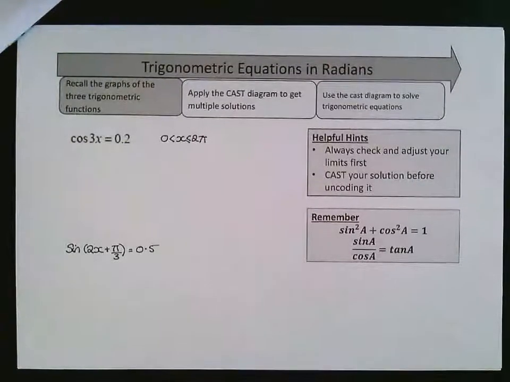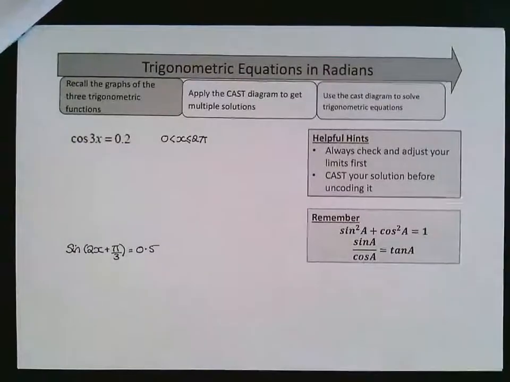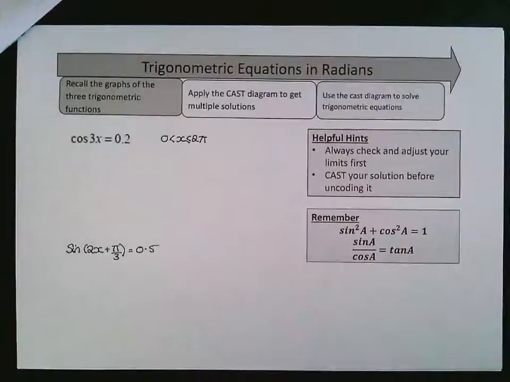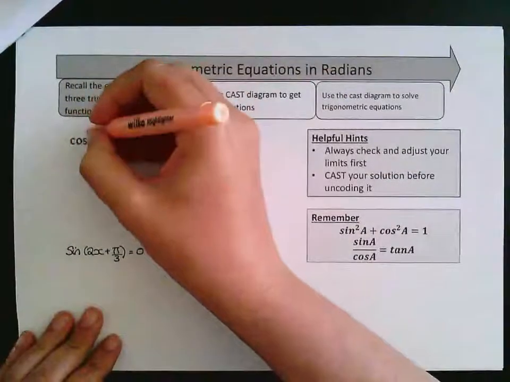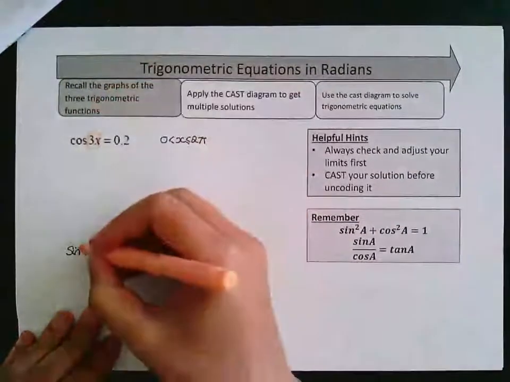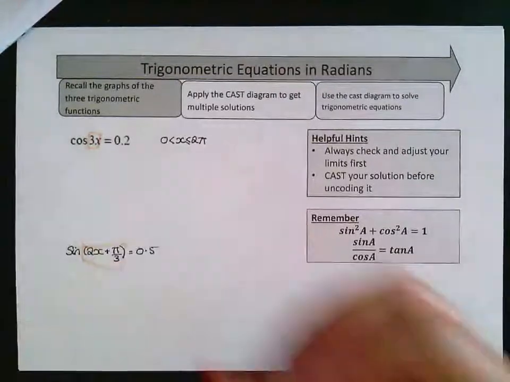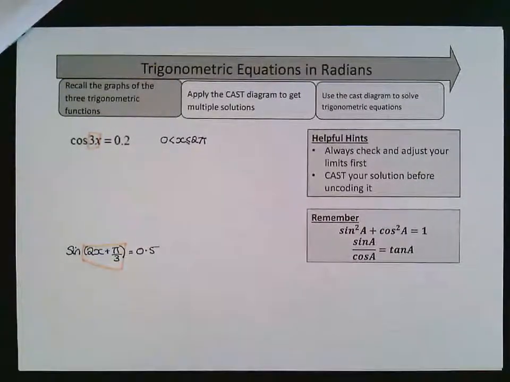Hello everyone. This video should be a recap for you on how to deal with coded trig equations. What we mean by coded is that what is within the trigonometric function is not just a single letter. We've also got multipliers and a constant on the second one. Now we're going to be doing these in radians. That's the only difference from what you've already learned in year 12.